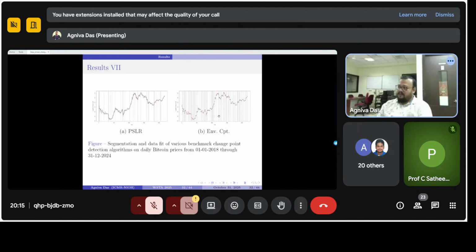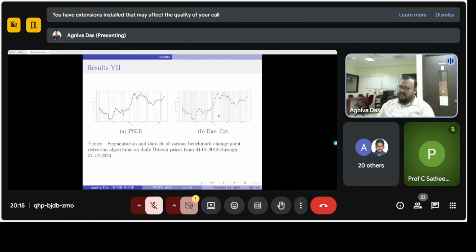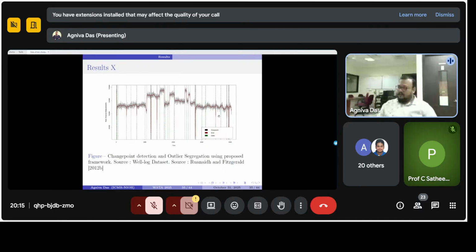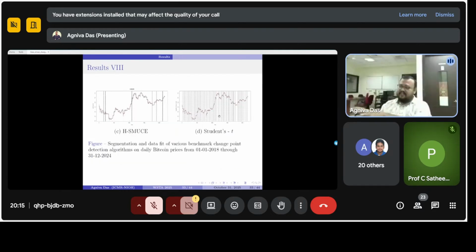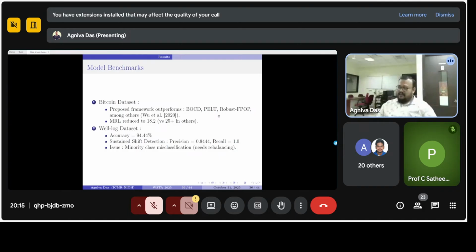And this one is our model. As you can see, there are very few segmentations being done, whereas in the others, they are either very crowded or the fit is not very good. Okay, so the earlier ones have been done on the Bitcoin dataset. This one has been done on the well-log dataset. And yes, these are some of the model benchmarks.